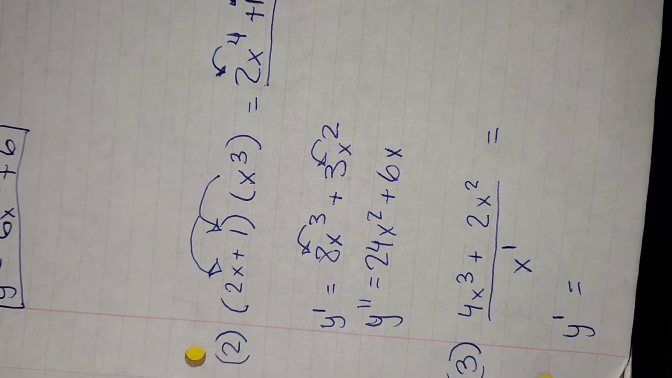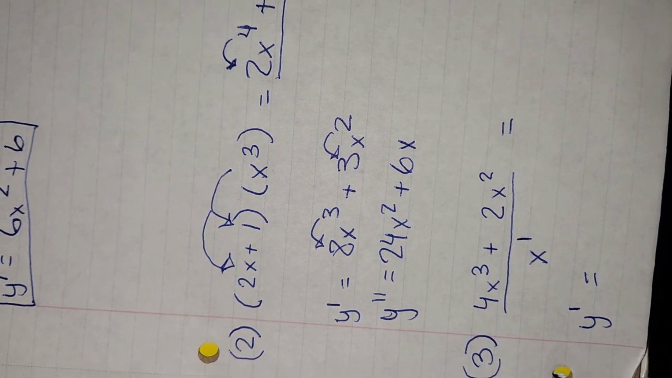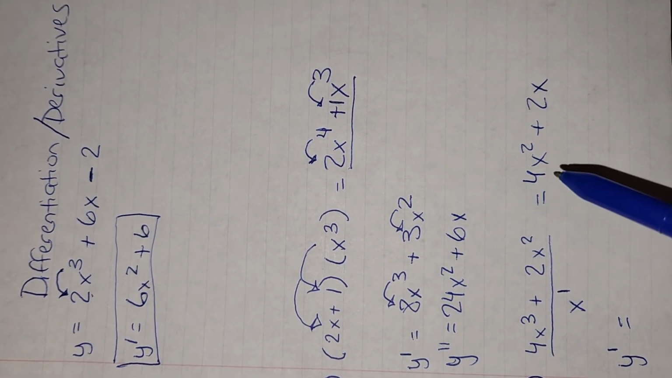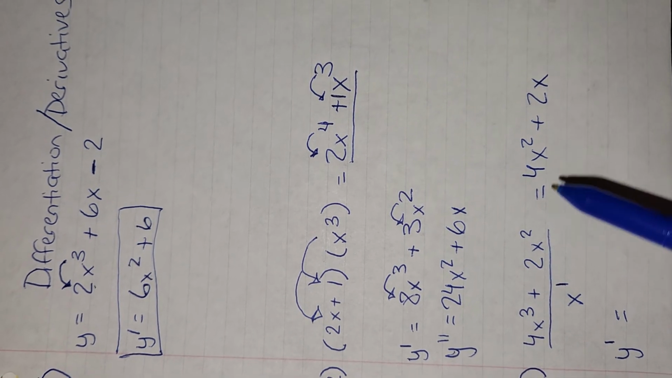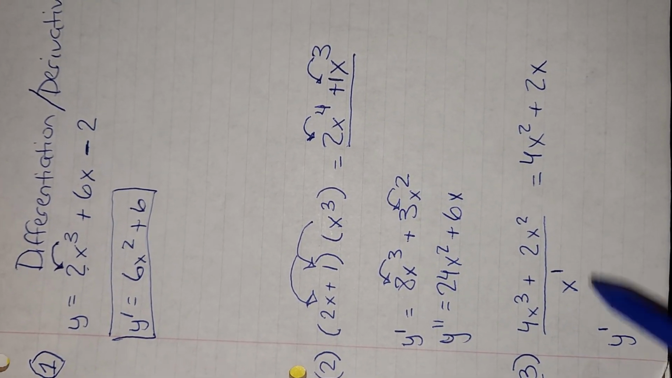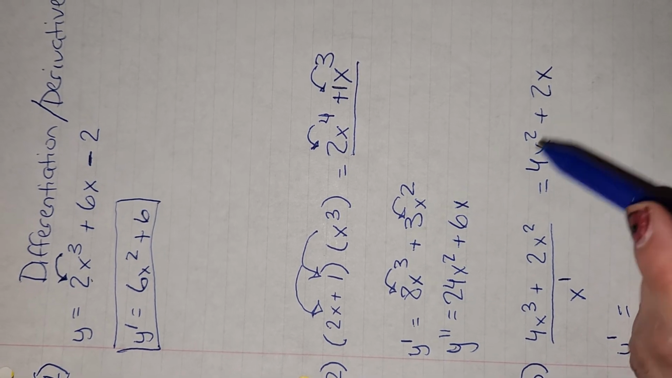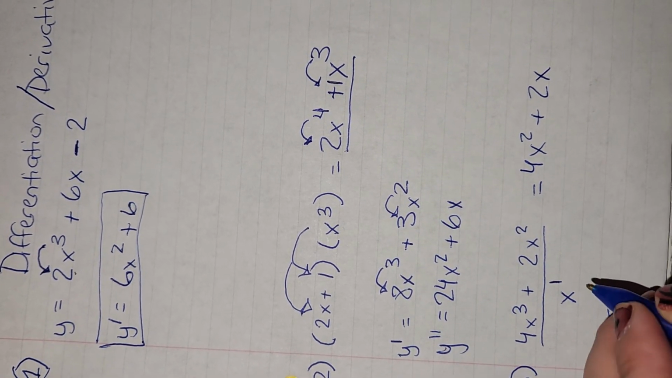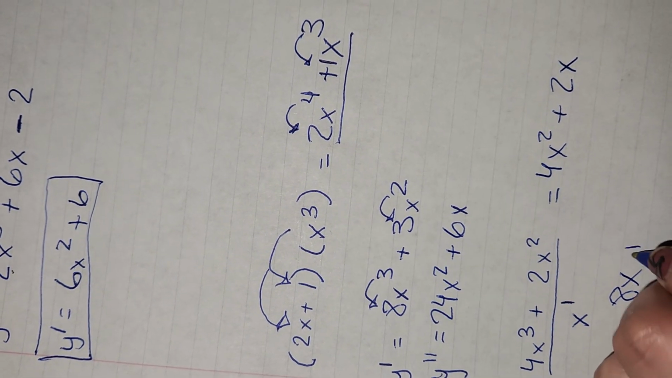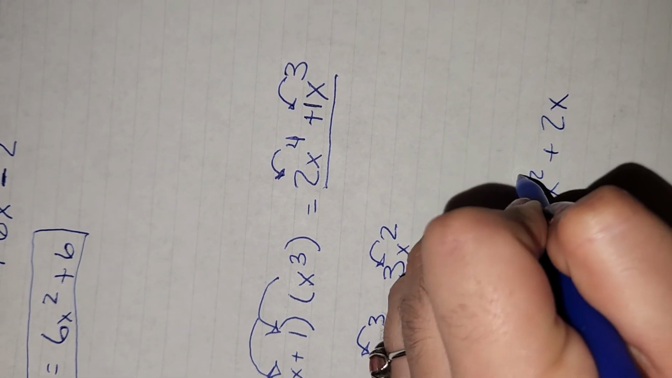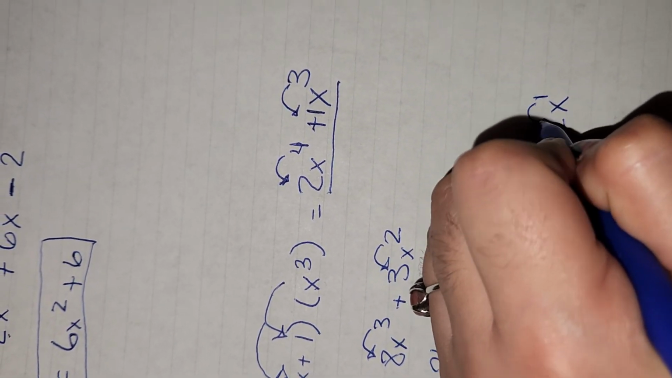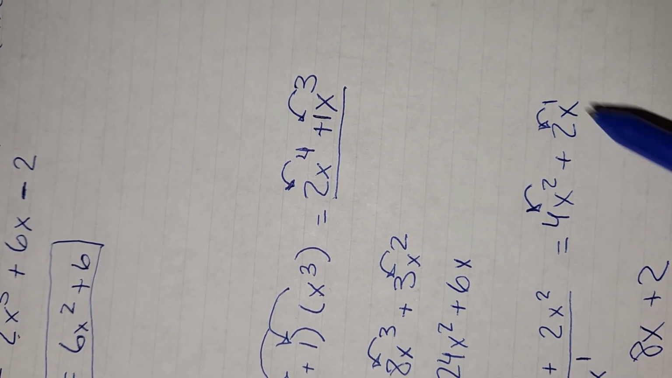So really 4x to the power of 3 plus 2x squared becomes 4x squared plus 2x. Now we can differentiate this problem number 3. So your first derivative of 4x squared plus 2x becomes 8x plus 2. Remember, we're multiplying these two numbers. There's an invisible 1 here, and we're subtracting 1 from the exponent.